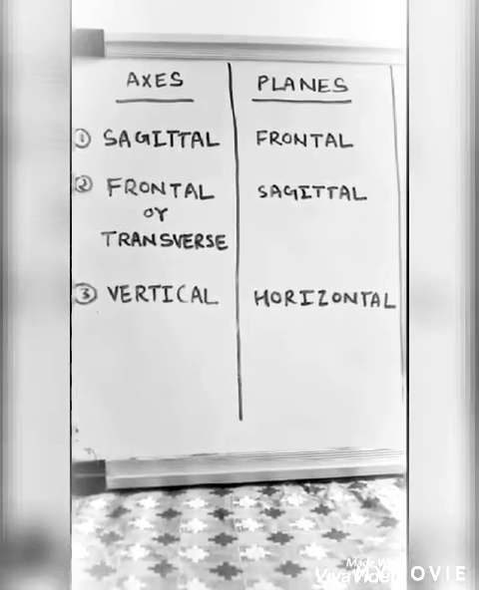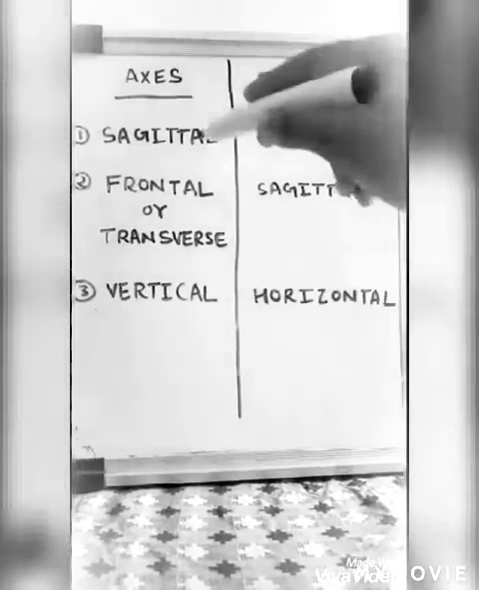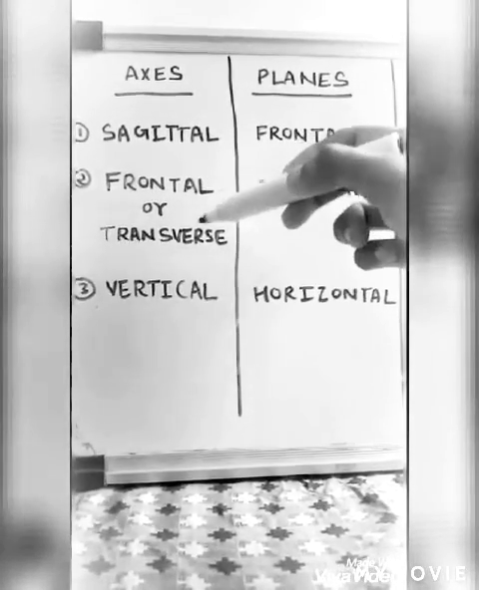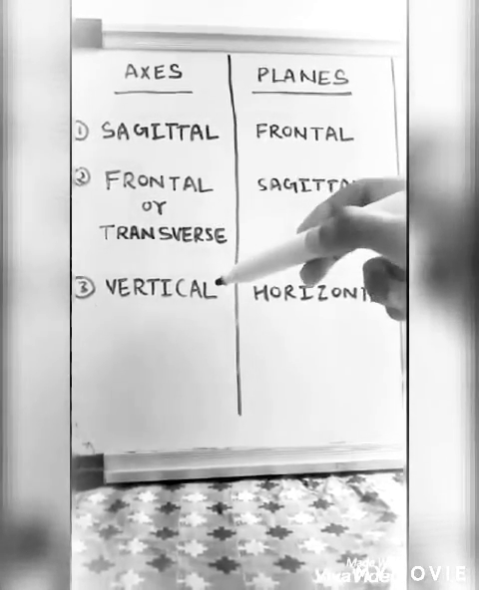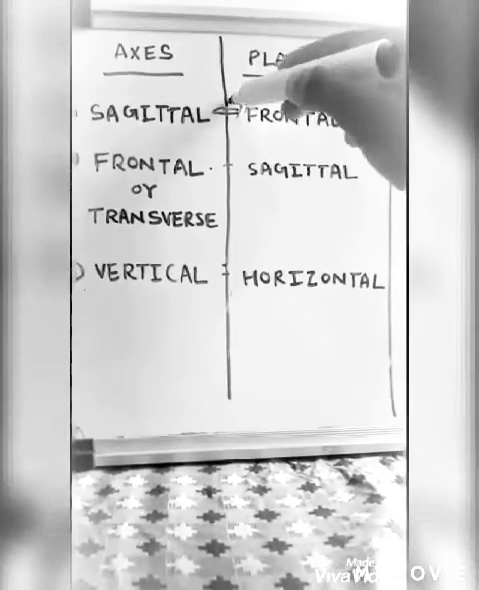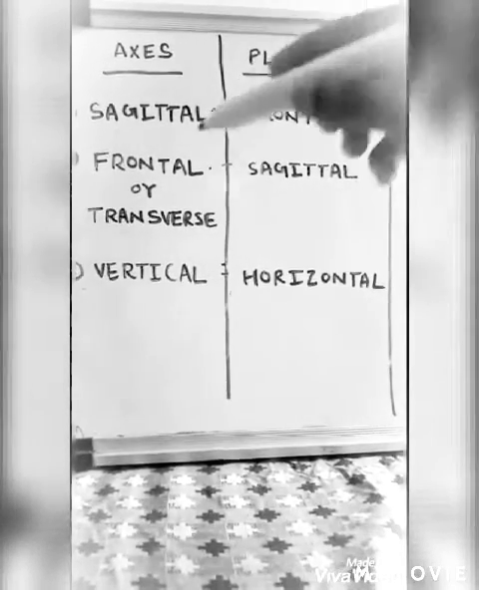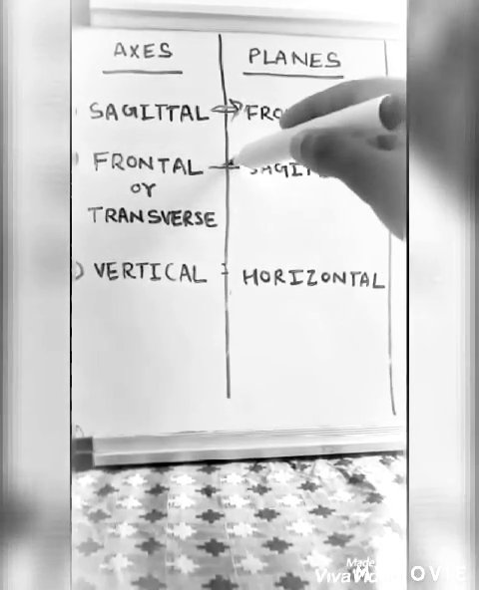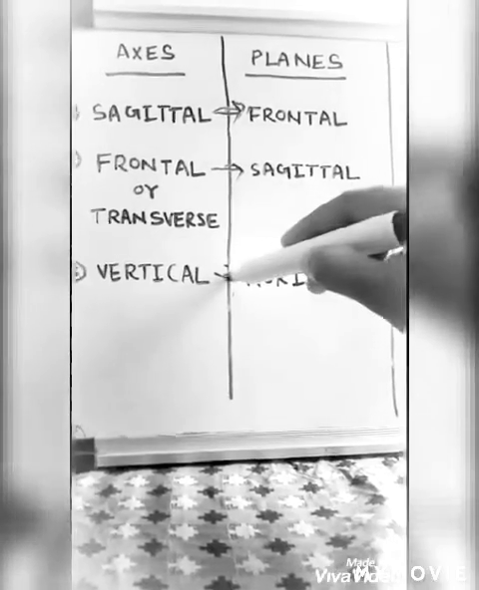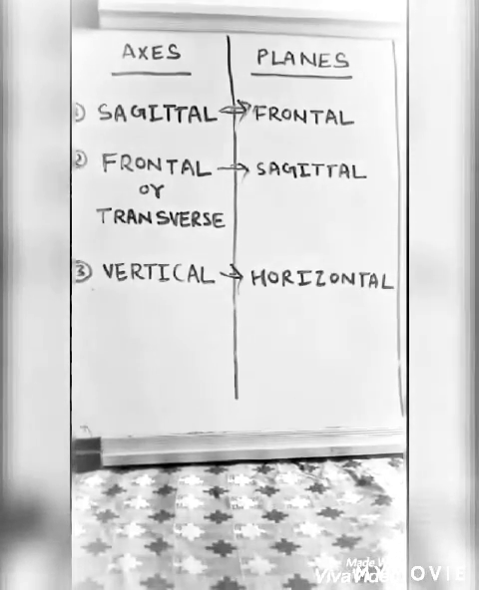There are three axes which are perpendicular to their corresponding planes. There are three axes. First one is sagittal, second is frontal or transverse, and third one is vertical axis. Sagittal axis is perpendicular to frontal plane, frontal axis is perpendicular to sagittal plane, and vertical axis is perpendicular to horizontal plane as well.